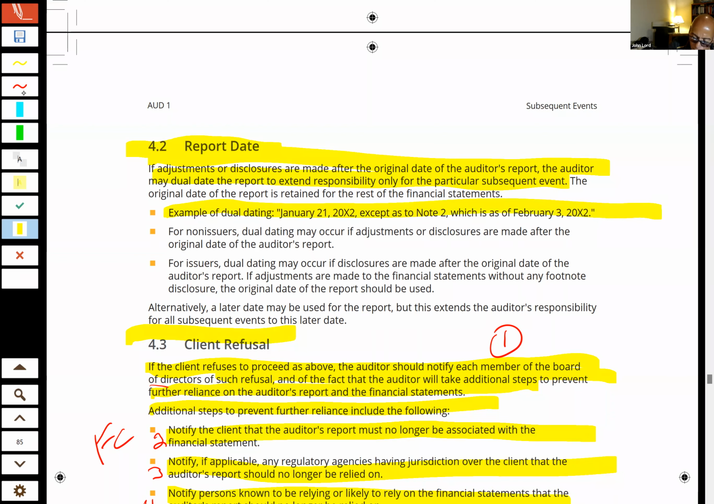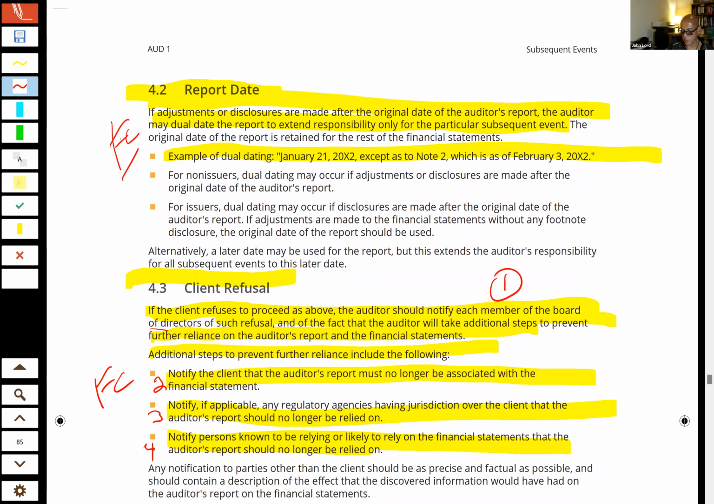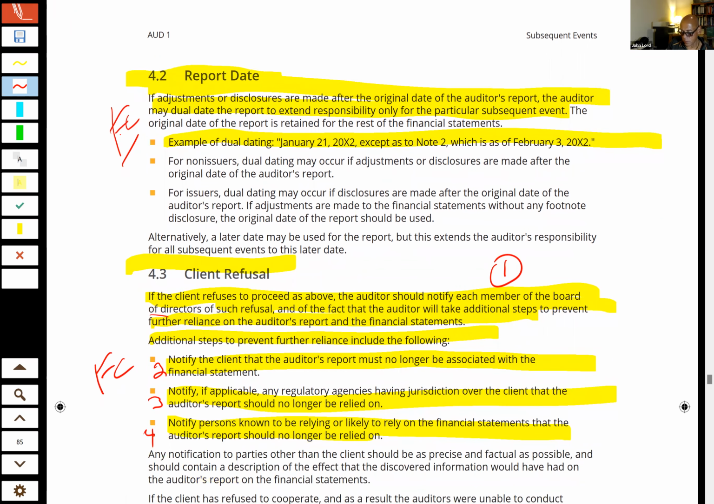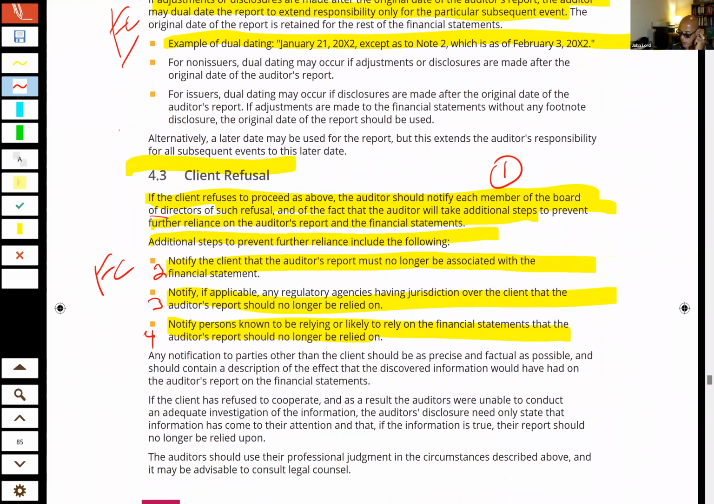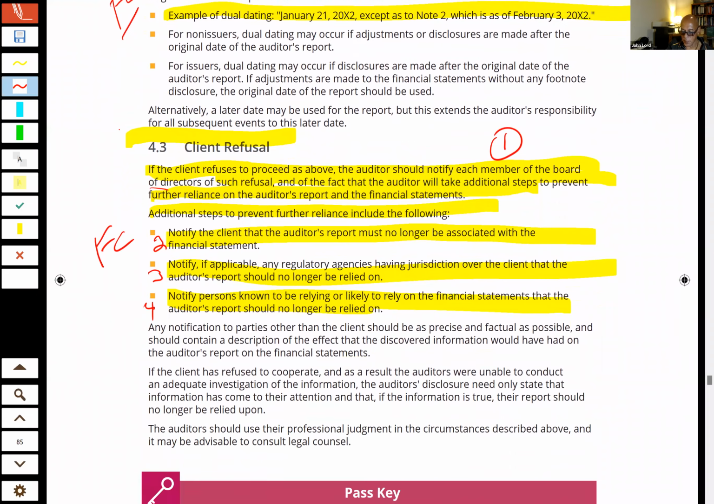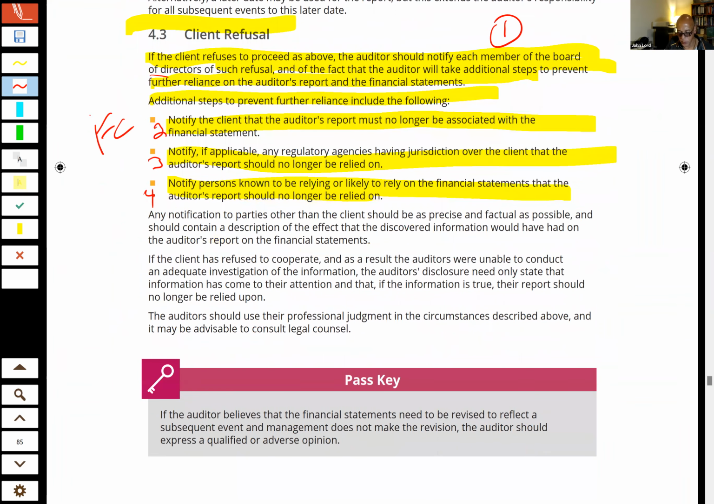And they give us an example of that dual dating where you say, hey, the date of my report is January 21st, except for footnote 42, which talks about this thing that should have been disclosed before that was not, whatever the date is, in this example, February 3rd. Okay. All right, so you want them to do that stuff that we saw on the previous page. If they follow those procedures, you're probably gonna want to dual date for whatever it is they revised the statements to include. If they don't follow all that, then we got to start going to the board of directors and continuing the rest of that stuff.